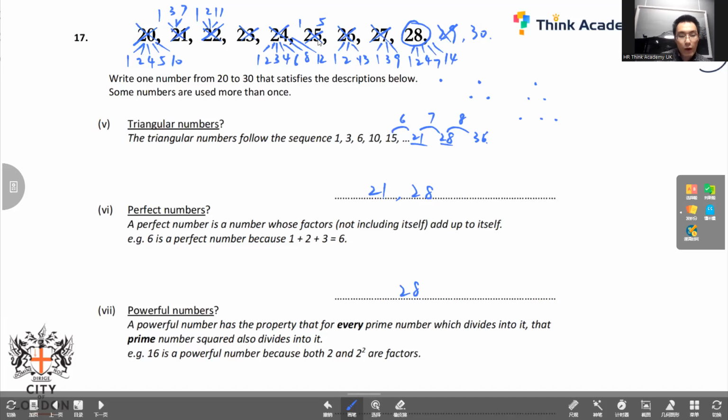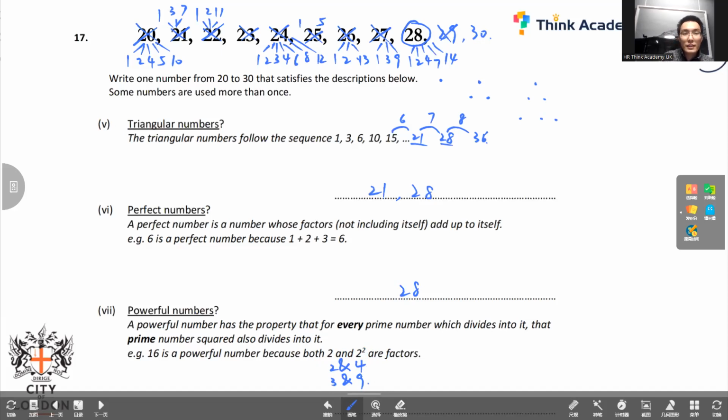A powerful number has the property that for every prime number which divides into it, that prime number squared also divides into it. So, for example, 16 is a powerful number because both 2, the smallest prime number, and the prime number squared, 2 squared, which is 4, are its factors. So we're basically looking for numbers with factors 2 and 4 at the same time, or you can have 3 and 9 at the same time, which is also possible.